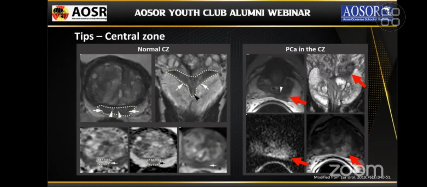The left images show the normal central zone. It is bilaterally symmetrical at the base of the prostate and Y-shaped in the coronal image. Mild diffusion restriction is seen, but no early enhancement. The right images show cancer arising from the central zone. Symmetry is lost and early enhancement is observed. Note that even a normal central zone may show asymmetry in size depending on the slice section or BPH. It is important to check whether early enhancement is present or not.